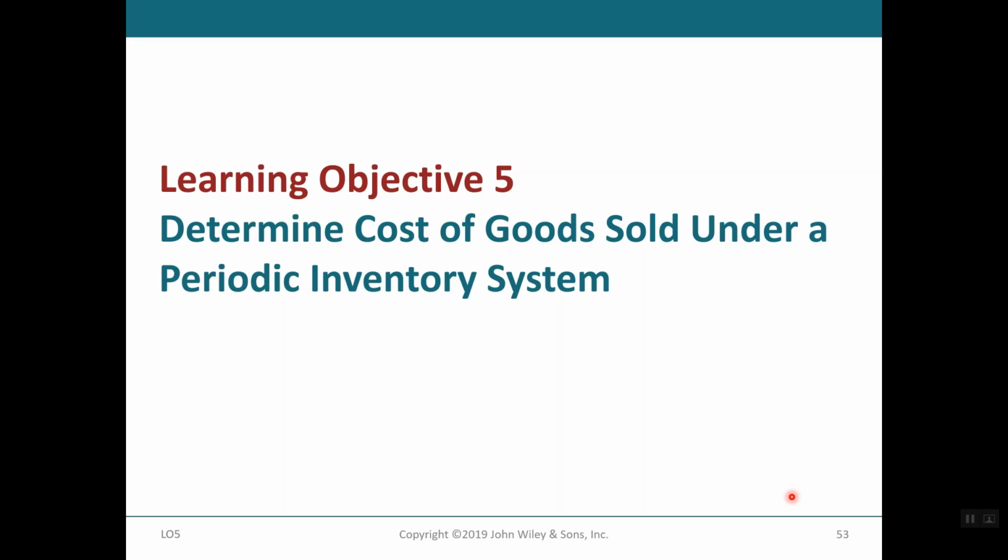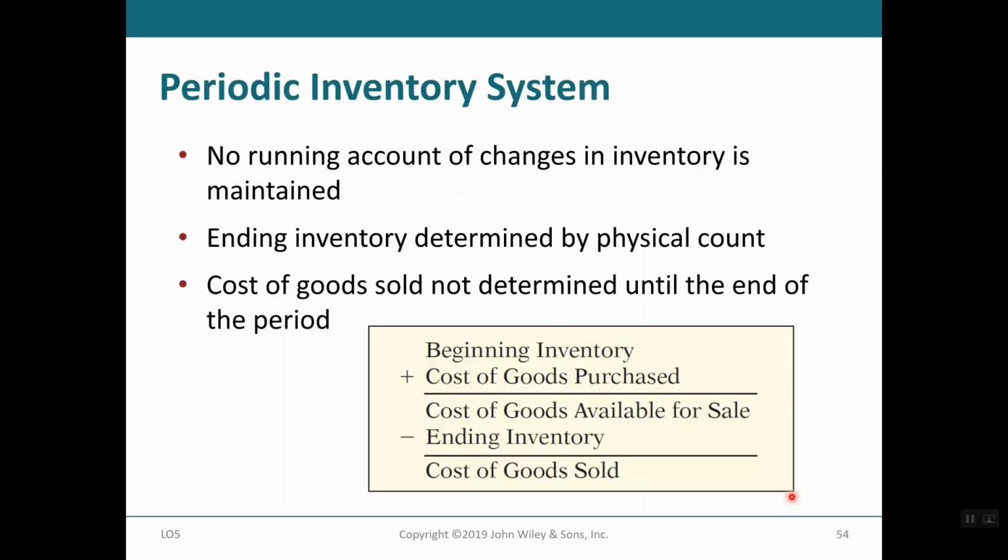And remember, we said that under the periodic system, they only account for the inventory at the end of the accounting period. So no running account of changes in inventory is maintained, and ending inventory is determined by physical count of the goods. So we get to know our ending inventory when we count our physical goods. Our cost of goods sold is not determined until the end of the period.